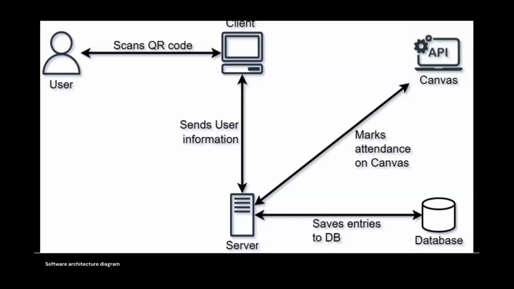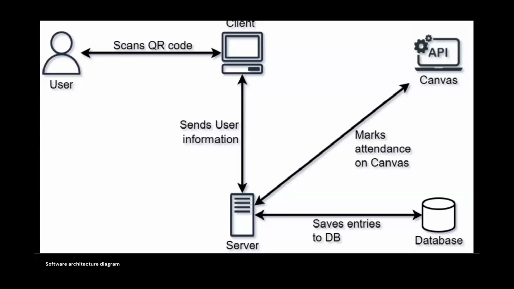So this is our systems architecture that we're basing our whole project on. We have users, client, server, our database, and the Canvas API. All these services communicate with each other to send information back and forth.